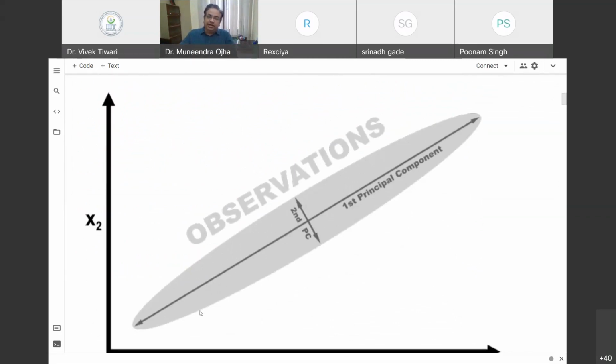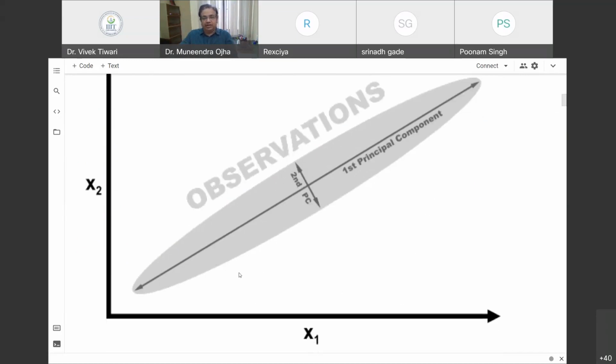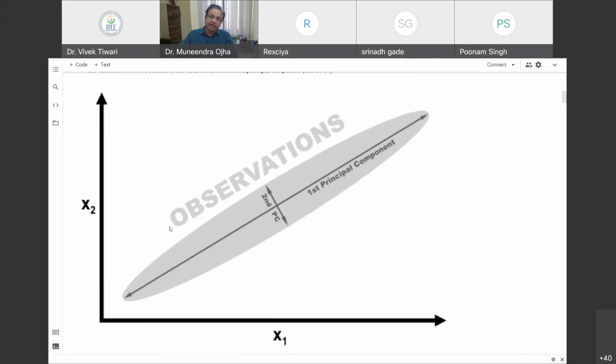So this is the data, and when we plot this data on the x1 and x2 axes, we say that our data is spread in this fashion. The first principal component explains the maximum variance. We need to find a linear combination of all these data points such that the first principal component is kind of a straight line, and later I will tell you that this is very closely related to linear regression as well.